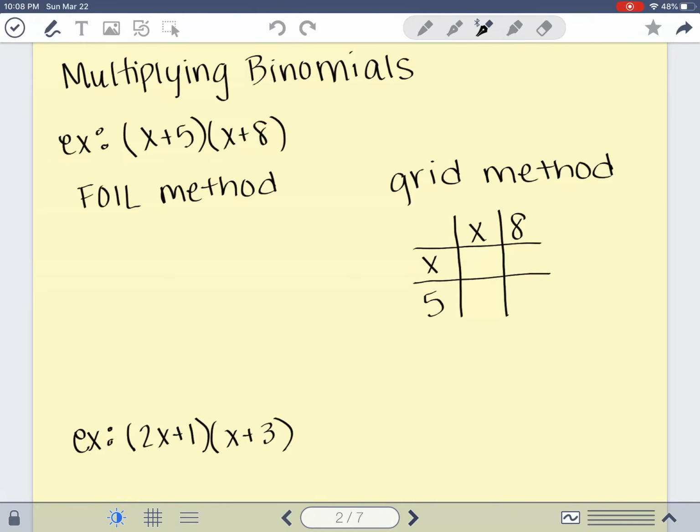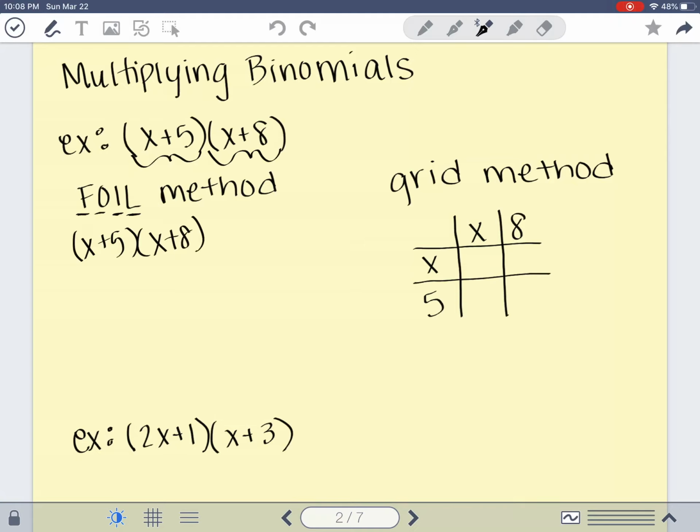All right, our next step is multiplying binomials. Remember, a binomial means that there are 2 terms. So there's 2 terms in this one and 2 terms in this one. So these are each binomials, and we are going to multiply them together. The first thing we're going to do is called the FOIL method. Some of you may have heard of this. It stands for first, outer, inner, and then last. All right, so I'm going to show you the FOIL method first.